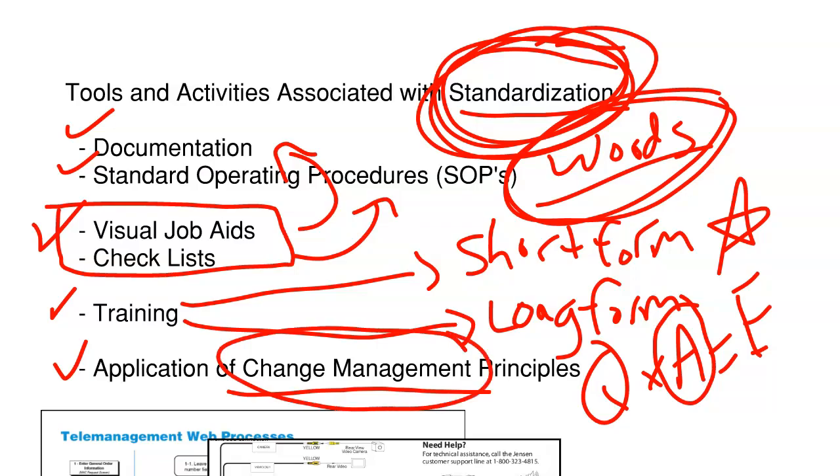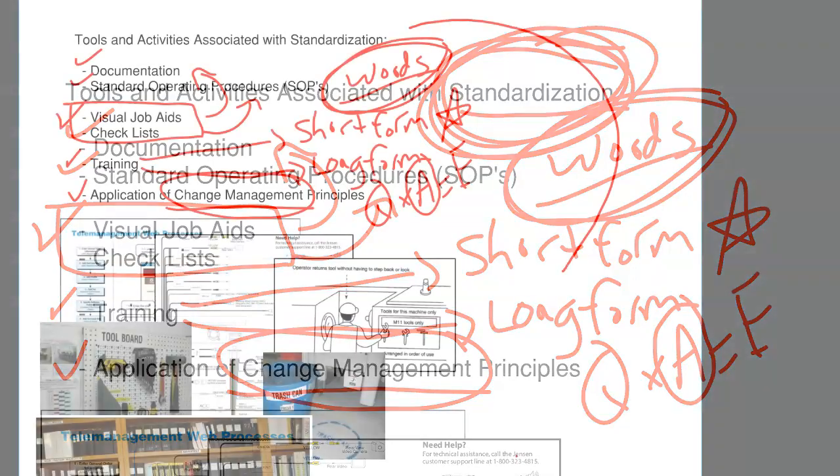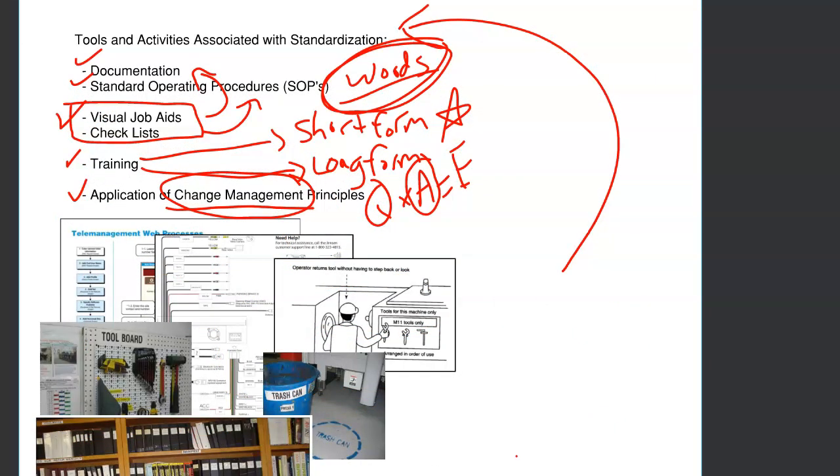This is a great opportunity to have process workers and subject matter experts help in the tools and techniques and activities that you want to roll out and implement to sustain those future state gains. Standardization is an important part of the control phase, and creating standard work is vital to sustain those gains. Utilizing the combination of documentation, SOPs, visual job aids, checklists, training, and applying those change management principles will help you and your teams create those sustained gains that we're looking for.